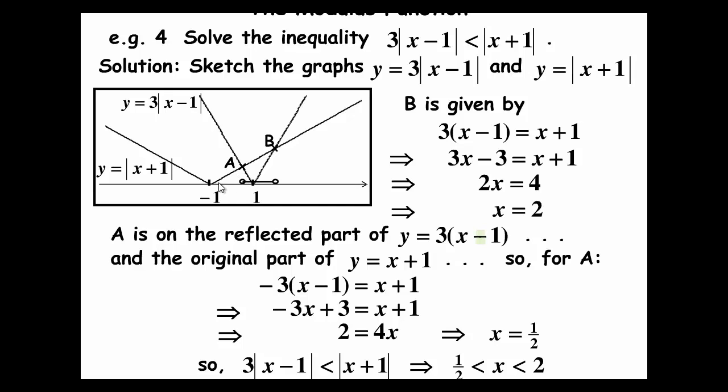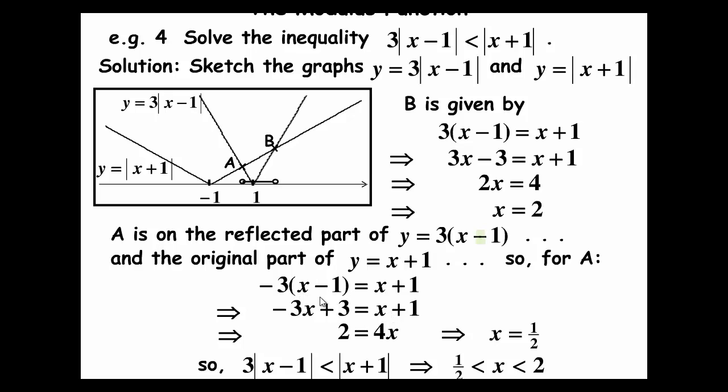To look at the x value at A, we're still looking at the positive bit of this graph, so we're still looking at the graph y equals x plus 1. In other words, we're looking at the reflection of this graph in the x-axis. So it's a reflected part, so when we reflect in the x-axis, we turn everything negative, don't we? So we change this here to minus the whole thing. And if we're minusing the whole thing, then we end up with this. Both signs change, don't they? So this would be 3x minus 3, it becomes minus 3x plus 3.